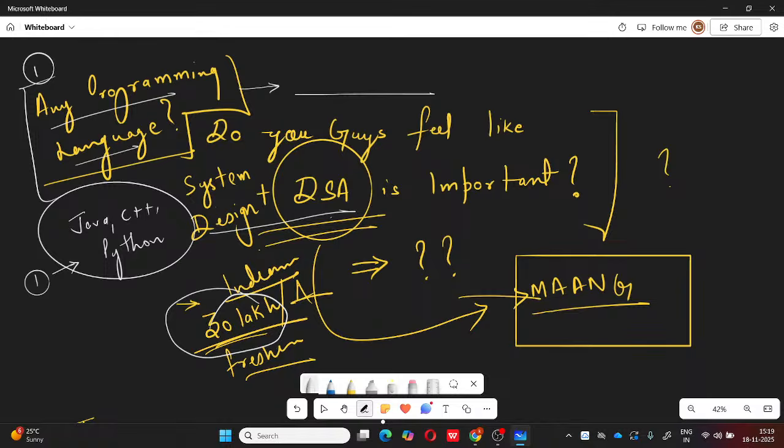Is there any programming language that you can say that I'm comfortable with this one? Anything, guys? Any language that you can say that, yes, this is something that I know already? Is there any language that you people can say that, yes, we know it already?